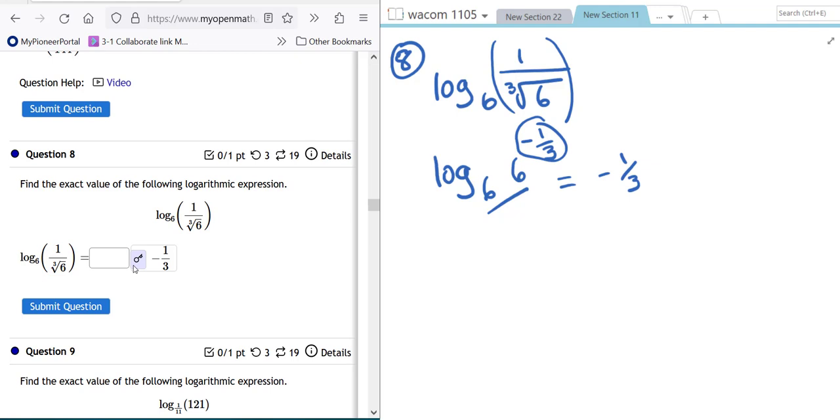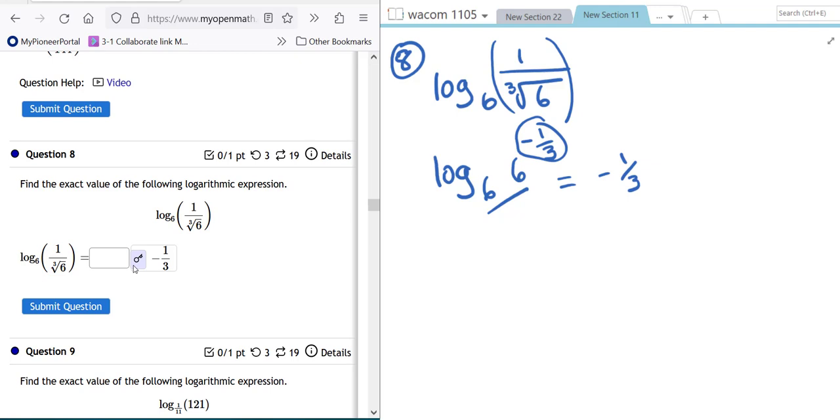It's a good question because it pulls in two things that you have to look at. For something in the denominator, make it a negative exponent. And for a root, make it a fractional exponent. Thank you. You are welcome.